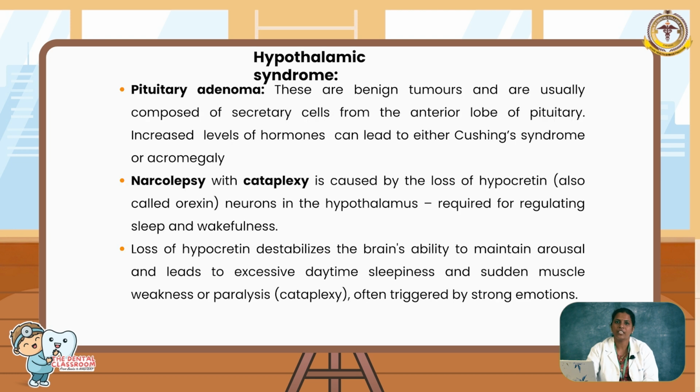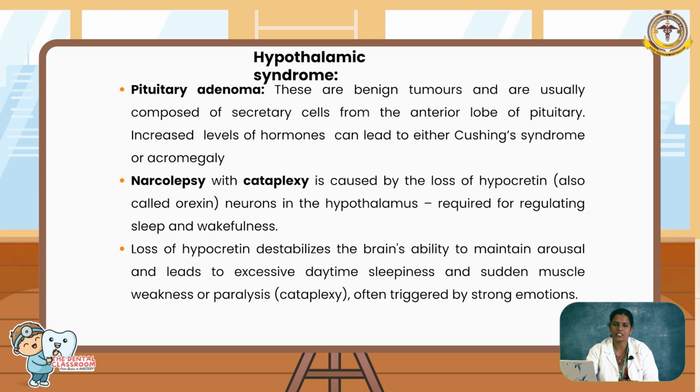Pituitary adenomas may lead to Cushing syndrome or acromegaly, where hormones get secreted in abnormally increased amounts because of the tumors present in your pituitary gland. Narcolepsy and cataplexy are also caused when there is loss of hypocretin. It is nothing but orexin. It is secreted from the neurons of the hypothalamus. They are actually important for regulating your sleep and wakefulness.